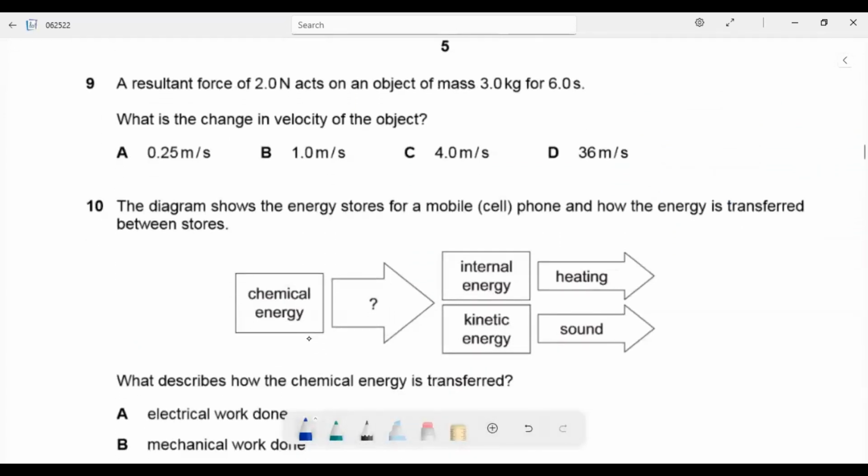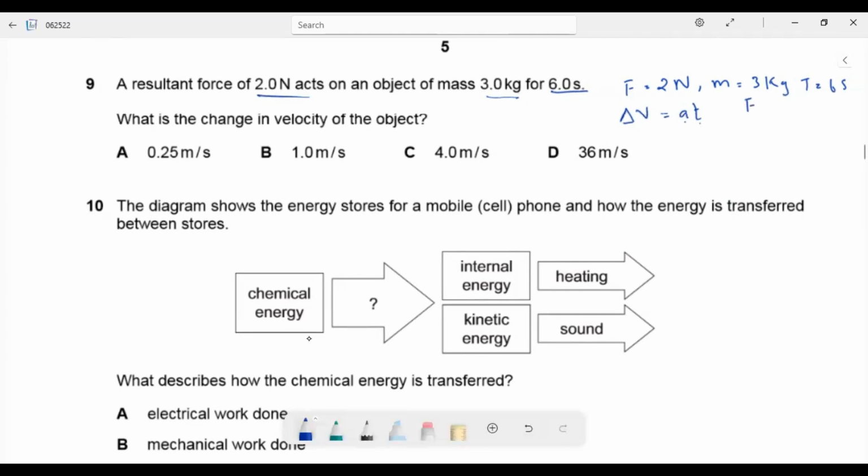Next, a resultant force of 2 Newton acts on an object of mass 3 kg for 6 seconds. What is the change in velocity of the object? So F is given as 2 Newton, mass is equal to 3 kg and time is 6 seconds. We need to find the change in velocity, that is equal to a t, acceleration into time. So we have time, we need to find acceleration.